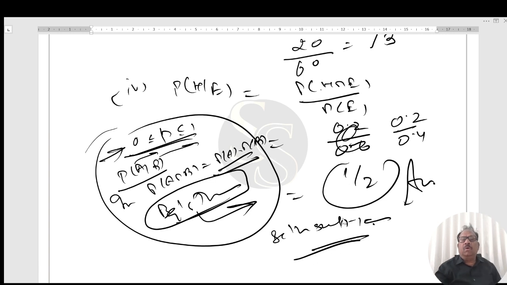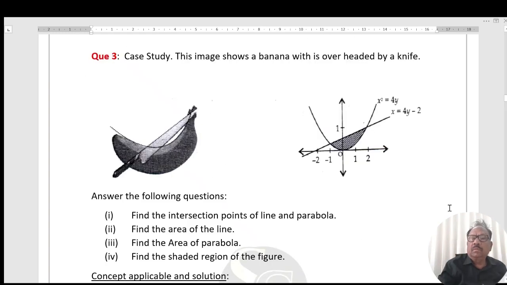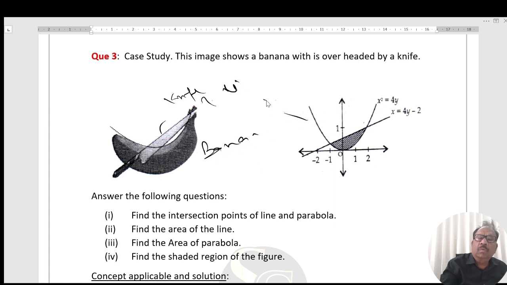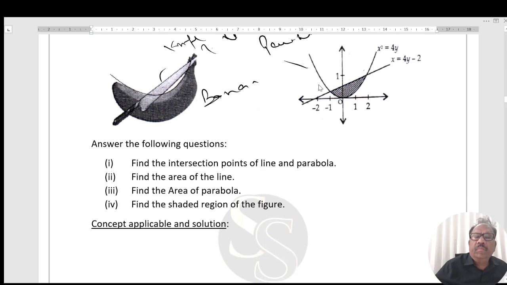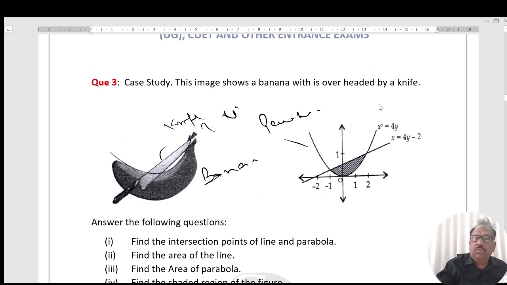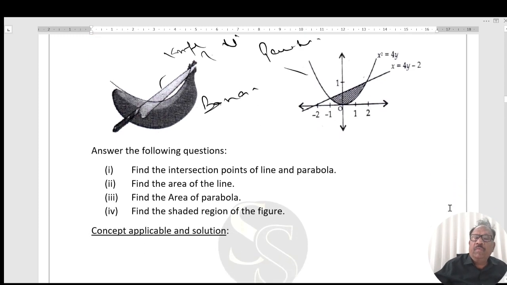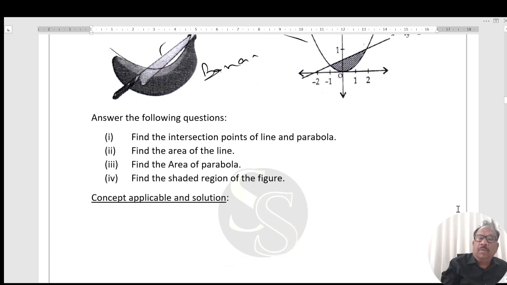Now I will discuss the next question. Case study. This image shows a banana overhead by a knife. This is the knife. In this case, we have considered the line. This is the banana, which is equivalent to a parabola. The equation of the line is given, and the equation of the parabola. The graph is drawn here. Find the point of intersection of line and parabola.